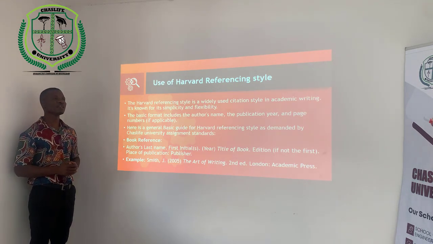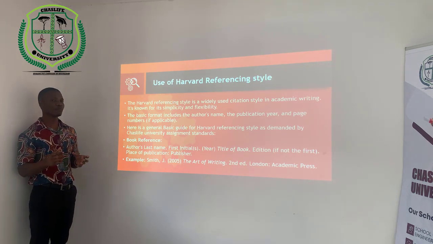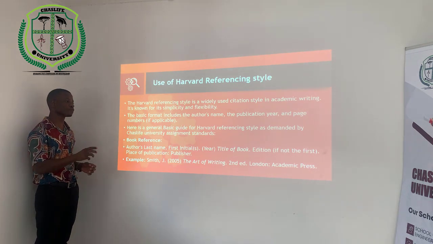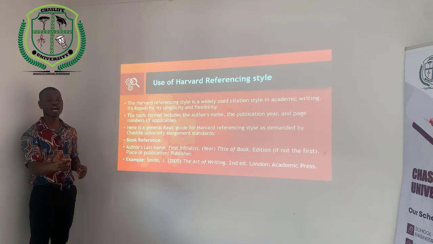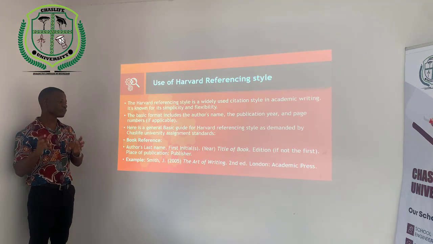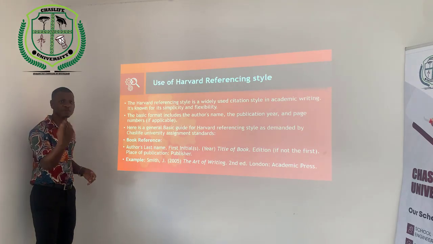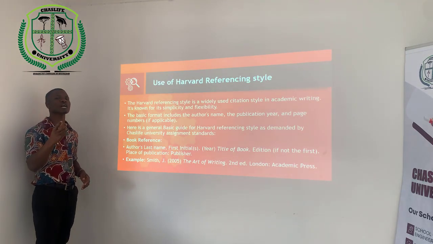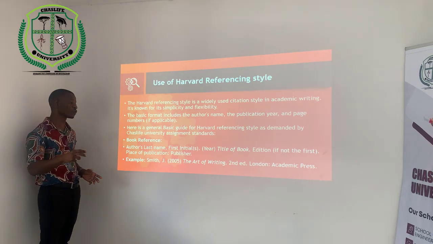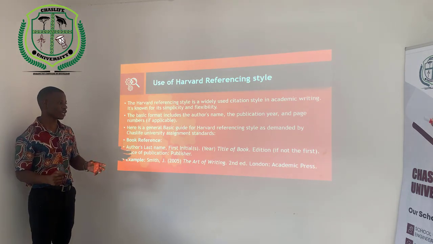Let's say, for instance, you are dealing with James Chafuka. The last name will be Chafuka, and the first initial will be J. Are we together? So when you're dealing with a book reference, say the book you are using was written by James Chafuka, you start with the last name, Chafuka, and then James will just be the initial, J. So it will be Chafuka J, like that.